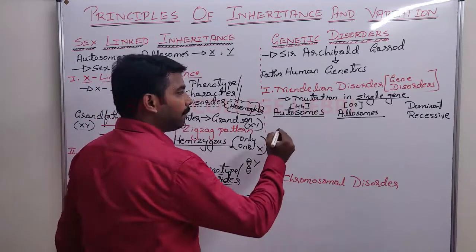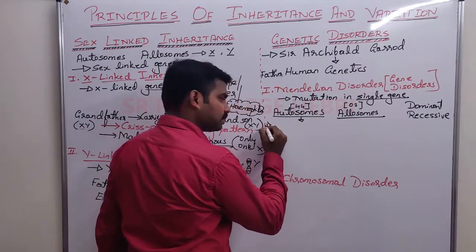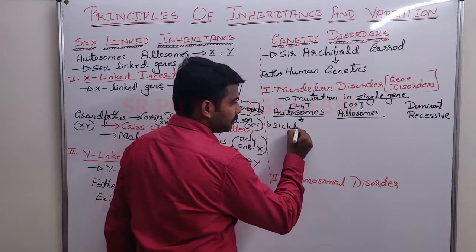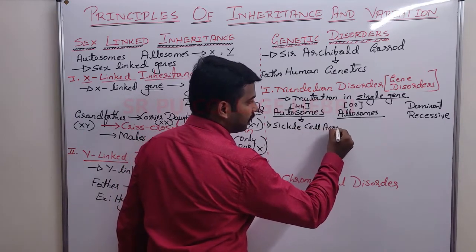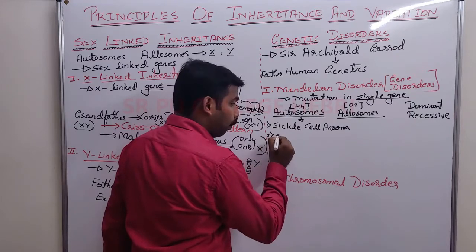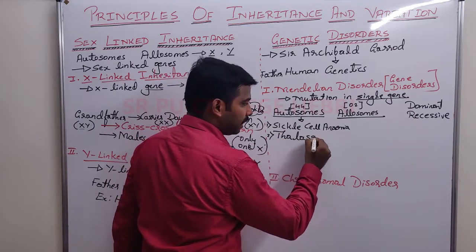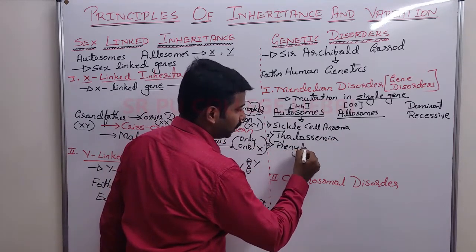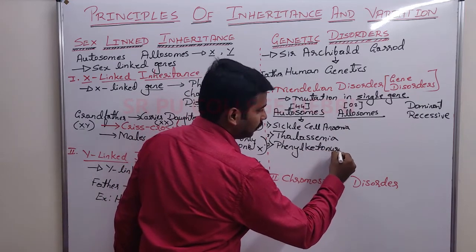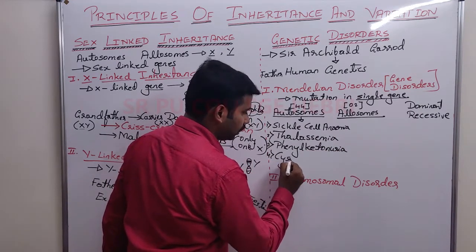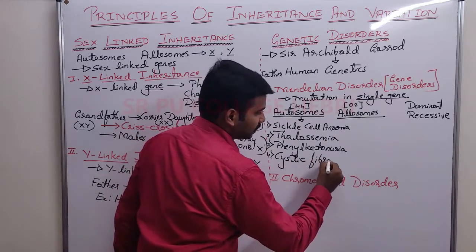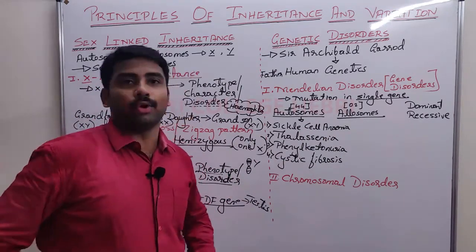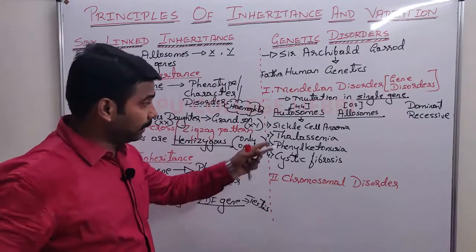So which are the examples for autosomal gene disorders? Many examples are there, but the four very important examples are, one is sickle cell anemia, that I am going to discuss here. One more is thalassemia. Number three, phenylketonuria, and number four, cystic fibrosis. Apart from that, you will find many others, like albinism, but the very important ones we need to study are these four.